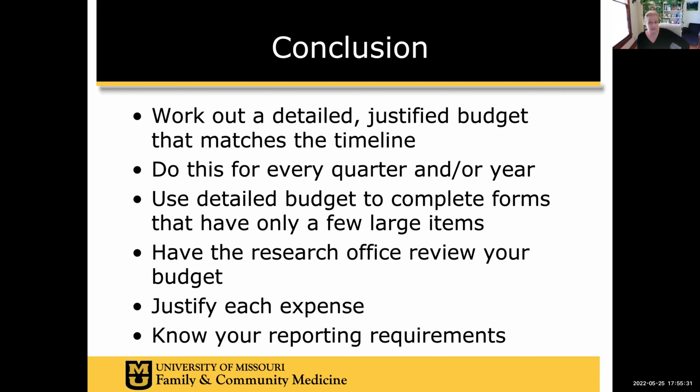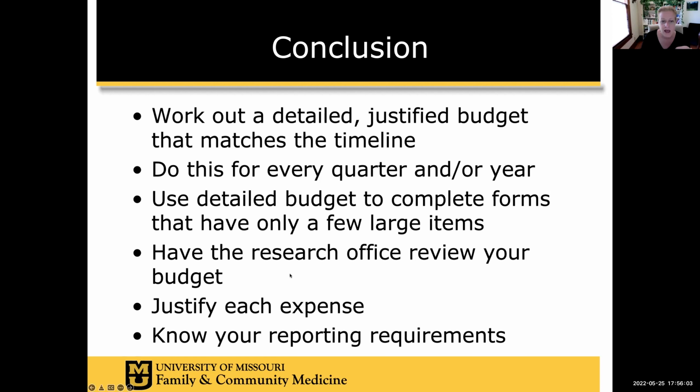So use a detailed budget to complete the forms that only have a few large items. Say CIHR has a budget with personnel, trainees, service, materials, equipment, 5 things. They want the annual amount for each. The justification should break those down into your more detailed budget. Like, I need 75,000 for trainees because that's going to be 3 master's students working on XYZ.